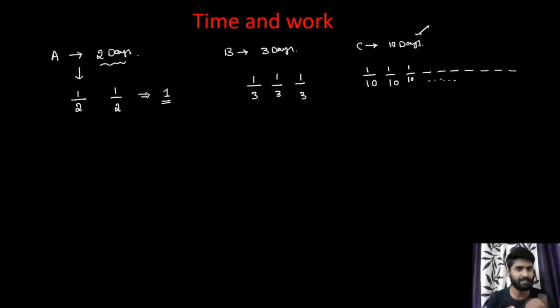A can complete it in 2 days means he performs half of the work per day. B completes the work in 3 days, so he performs 1/3 of the work. C completes it in 10 days, so he performs 1/10 of the work.